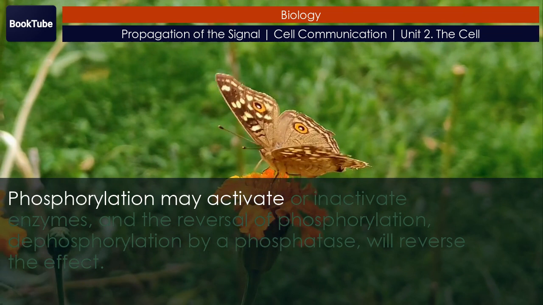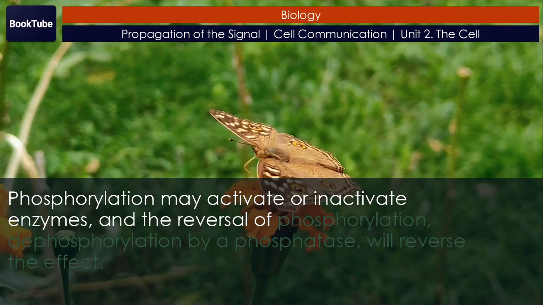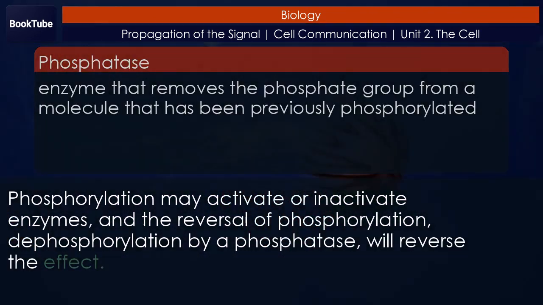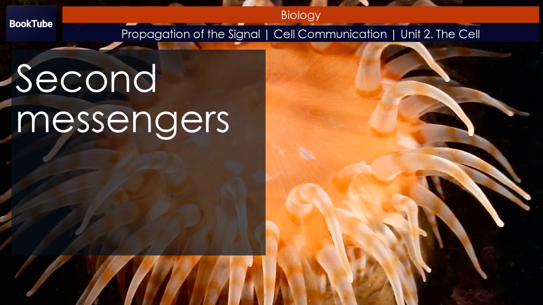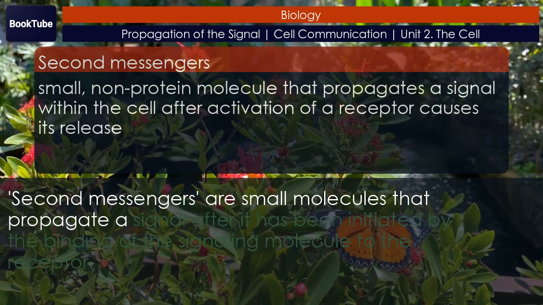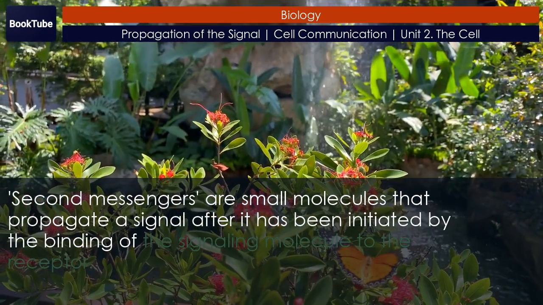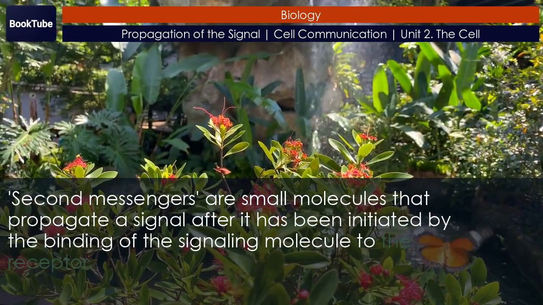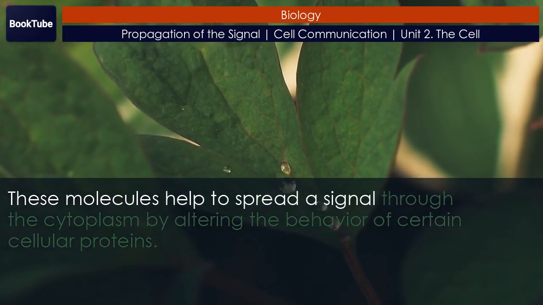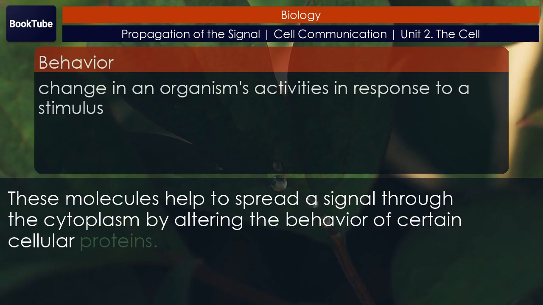Phosphorylation may activate or inactivate enzymes. And the reversal of phosphorylation, dephosphorylation by a phosphatase, will reverse the effect. Second messengers. Second messengers are small molecules that propagate a signal after it has been initiated by the binding of the signaling molecule to the receptor. These molecules help to spread a signal through the cytoplasm by altering the behavior of certain cellular proteins.